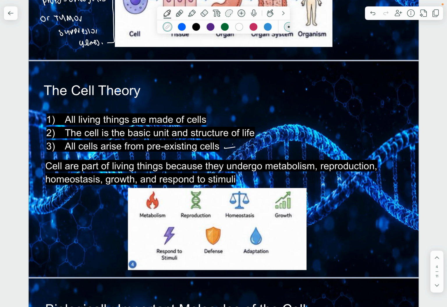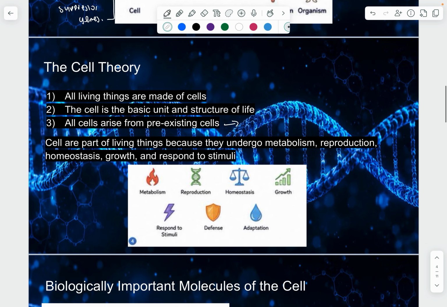The reason this third one is important is because back in the day, people used to think that cells came from things that were non-living. So the cell theory was one big change in that pre-existing notion. So cells are part of living things because they undergo metabolism, reproduction, homeostasis, growth, and response to stimuli. Now, the reason this is important is because cells can undergo these processes and they don't need another host organism to undergo these processes. So every cell can do that individually.